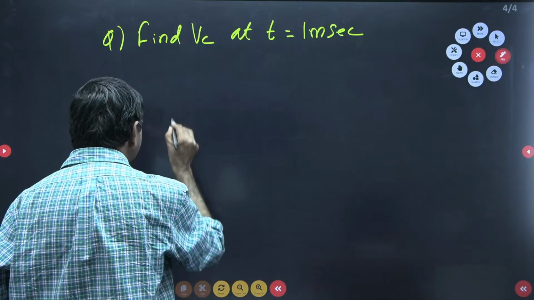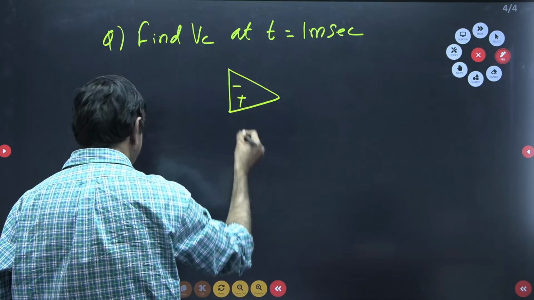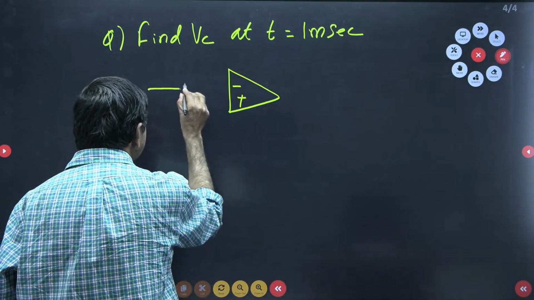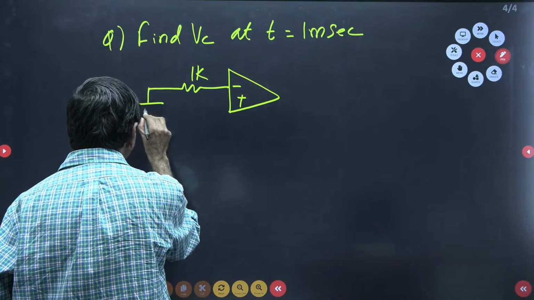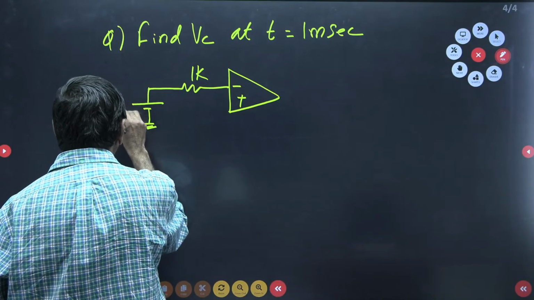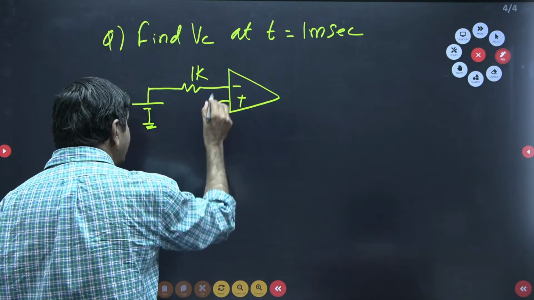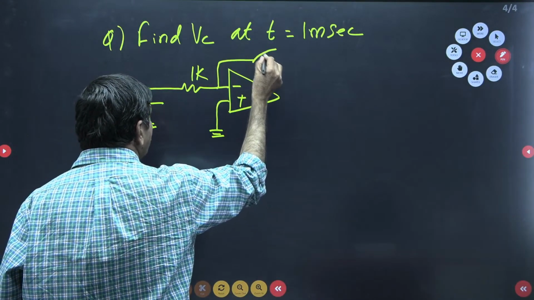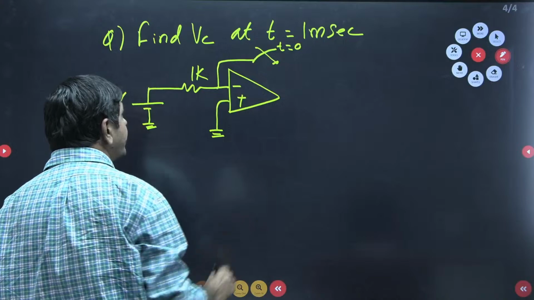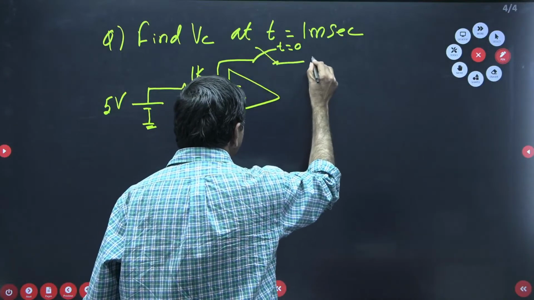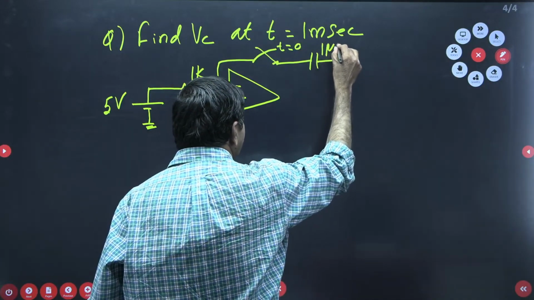Here the network is given. There is an op amp. The op amp is ideal. A 1K resistor is connected here, and here it is connected with plus 5 volts. This is connected to the ground. When the switch is closed at t equal to 0 seconds, you need to calculate. This is the capacitor. Its value is given as 1 microfarad.